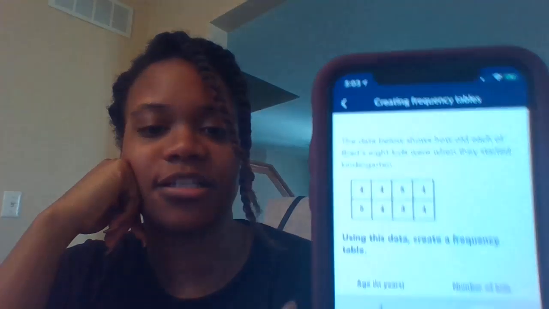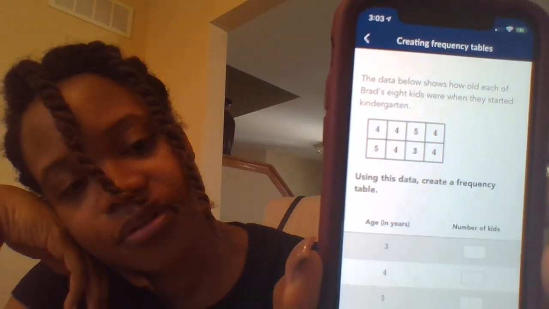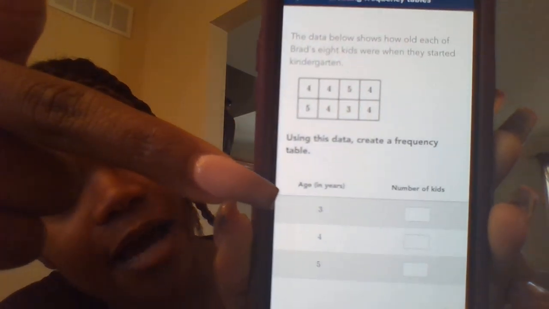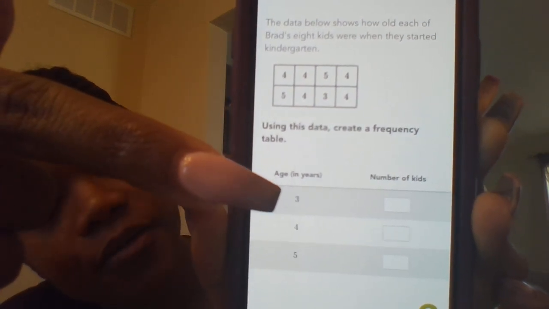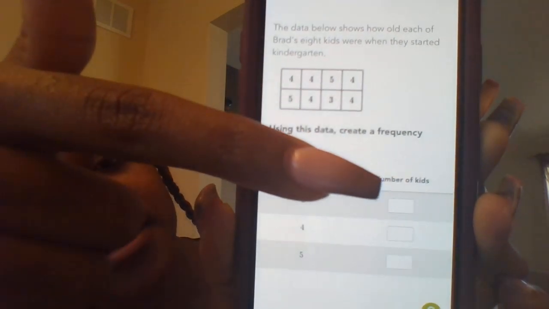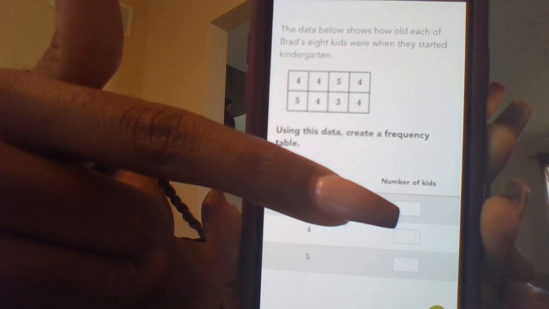So for my first problem in the set, it says the data below shows how old each of Brad's 8 kids were when they started kindergarten. And we're using this data to create a frequency table. Brad had 8 kids, okay. So again, a frequency table is just telling us, kind of like a dot plot, how many times each of the values occur. So if we look for the age 3, how many times do we see it? We see the age 3 one time. So that means the number of kids is going to be 1, excuse me. We see that value one time. Number of kids is 1.